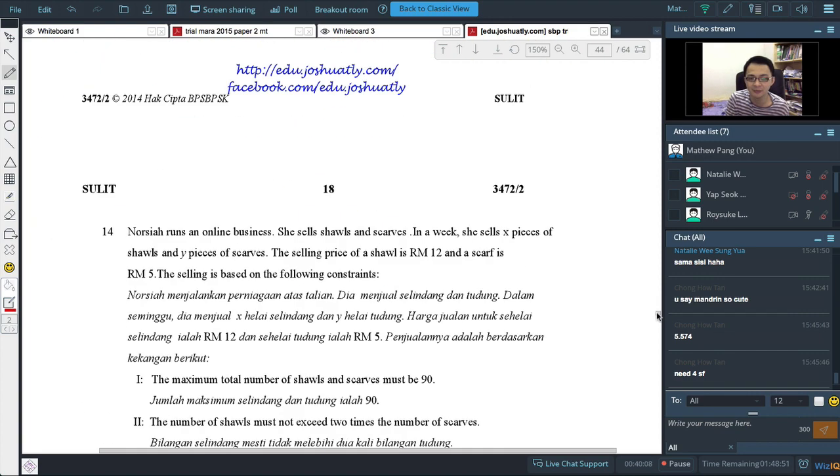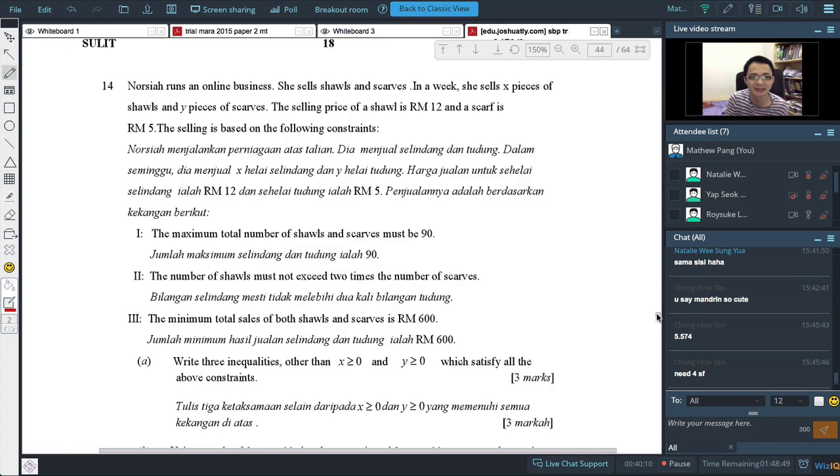Alright, okay, for this question, they say Nosia runs an online business, so she sells shawl and scarf. So in a week, she sells X pieces of shawl and Y pieces of scarf, so X is the volume of the shawl and Y is the volume of the scarf. Alright, so the selling price for the shawl is 12 ringgit each, and the scarf will be 5 ringgit each.